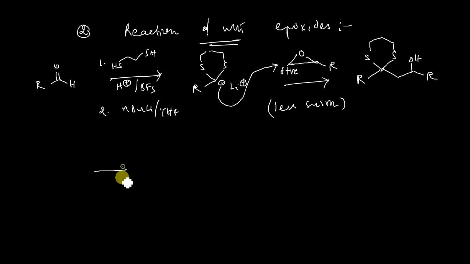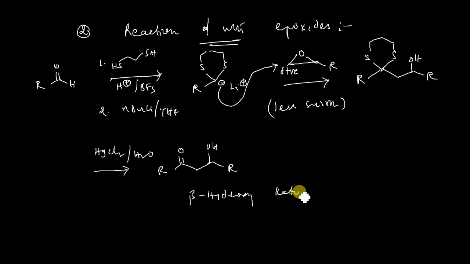Once you get this disubstituted 1,3-dithiane, do the hydrolysis. Get the beta-hydroxy ketones. So what we have observed here, when you treat this lithiated 1,3-dithiane with epoxides, generally they produce beta-hydroxy ketones. This is one kind of application with this one.